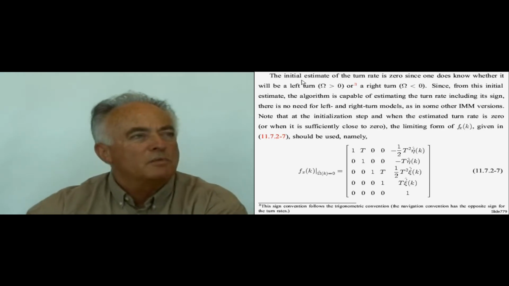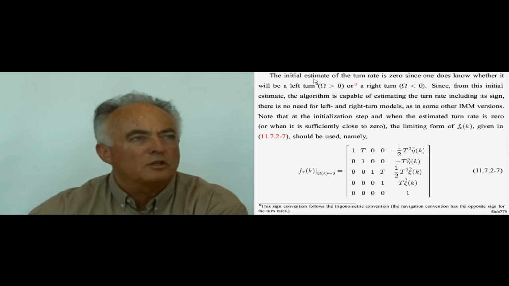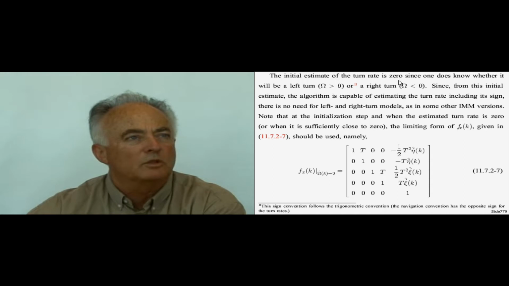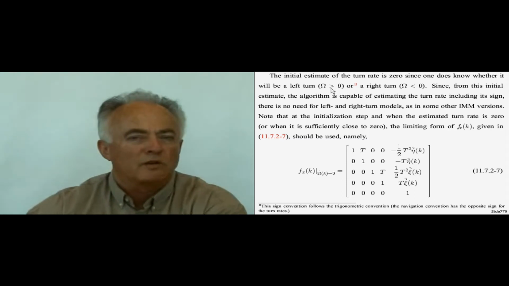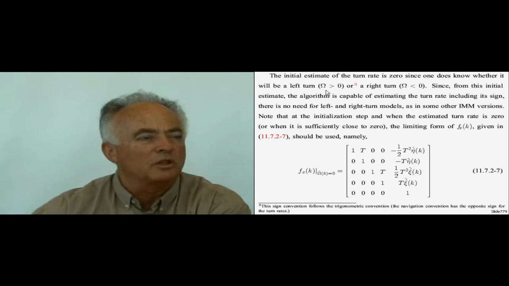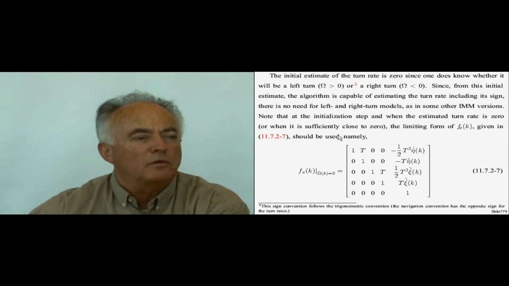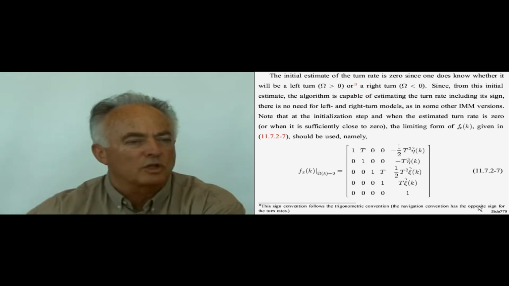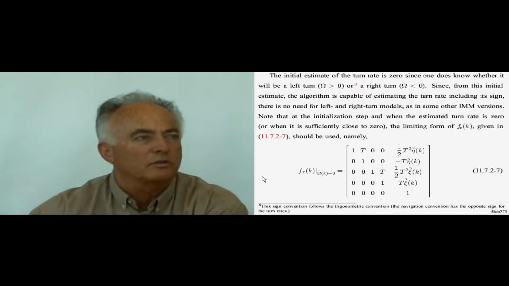Now, a very important point is, how do we start this? What is the initial estimate of the turn rate? We don't know. We started from 0. You don't know whether it will be a left turn, which would have a positive omega in the way the equations have been written. We followed here the trigonometric convention. In the navigation convention, you would have the opposite sign for the turn rates. So a right turn would be a negative omega.